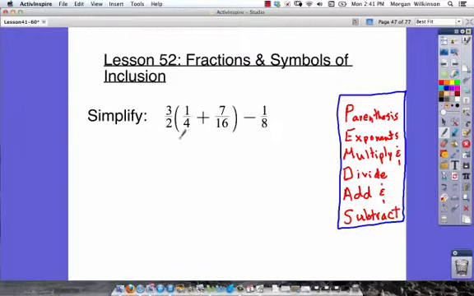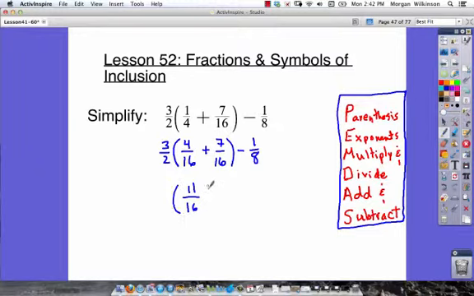We know that we need to get the same denominator. Our least common multiple of 4 and 16 would be 16. So we're going to get something out of 16 plus 7 out of 16. We know 1/4 must be the same as 4/16. We're going to multiply all this by 3 halves, and then we're going to subtract 1/8. 4 plus 7 is 11, so we get 11/16. Then we're going to multiply times 3 halves. Then we're going to subtract 1/8.